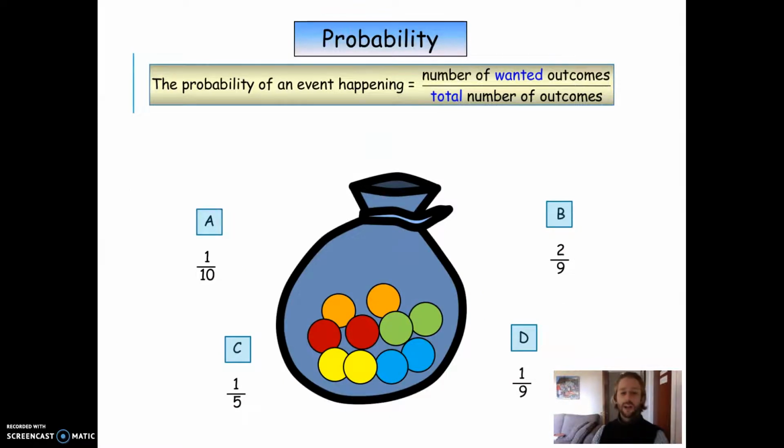Let's have a look then at making this a little bit more challenging again. What's the probability of these different events happening? Thinking about how we calculate the probability of an event. So for question 1, what's the probability a blue ball will be chosen? So we think of the number of wanted outcomes, 2 blue balls, versus the total number of outcomes: 1, 2, 3, 4, 5, 6, 7, 8, 9, 10. 10 balls. So what would the answer be?